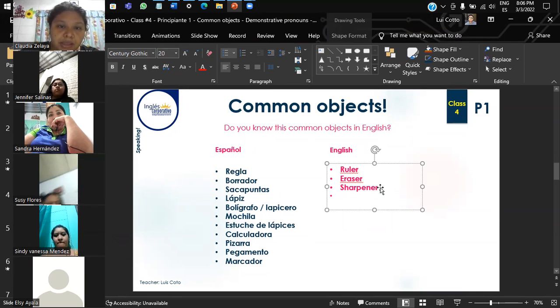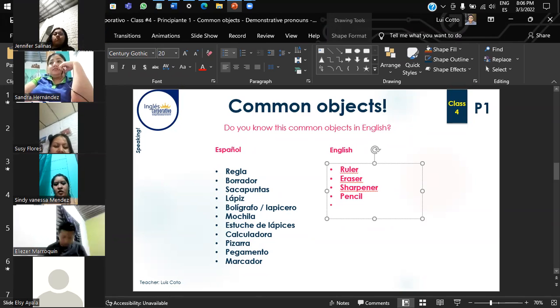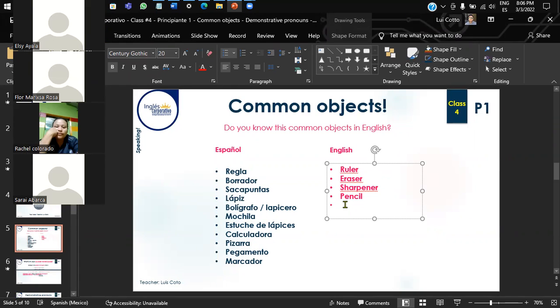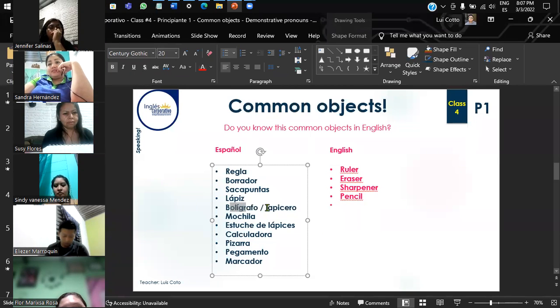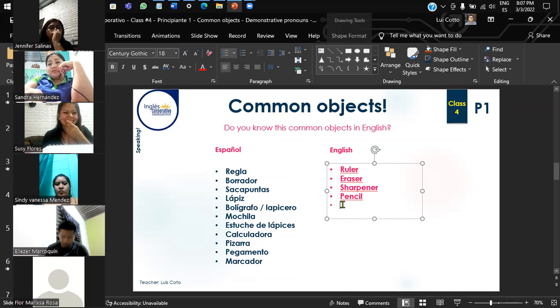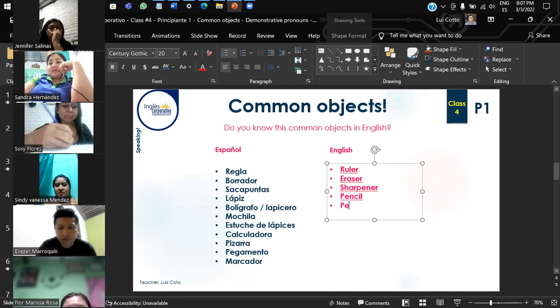Okay, next. Lápiz. In English, Claudia. Pencil. Correct. Next object. This object in English? Nope. Okay. Pen. Yes, very easy. It's pen. P-E-N. Pen. Okay, next.